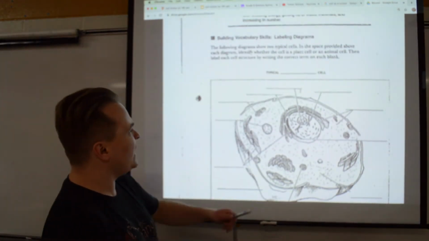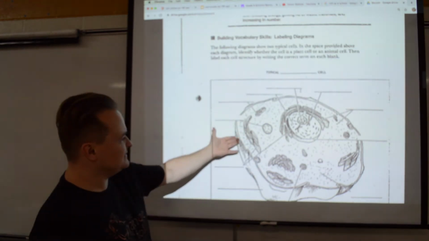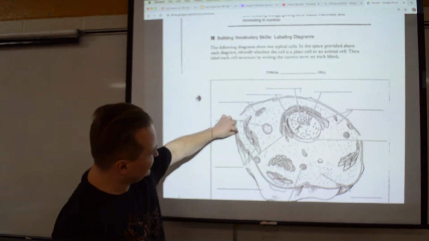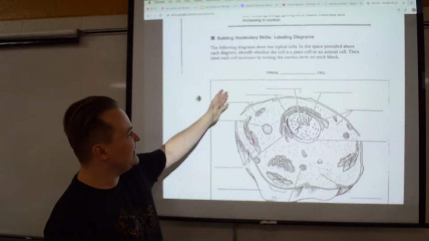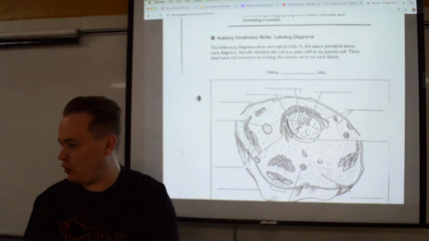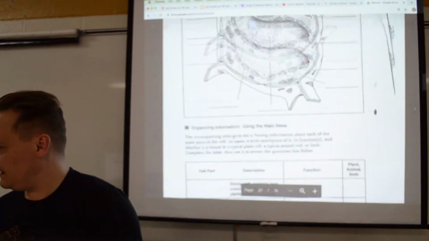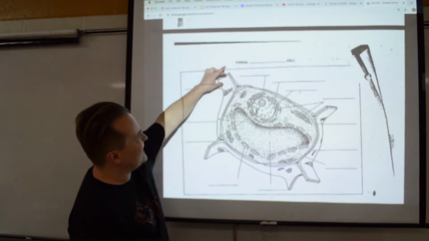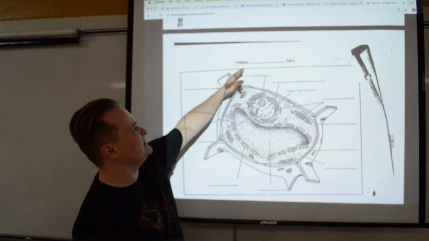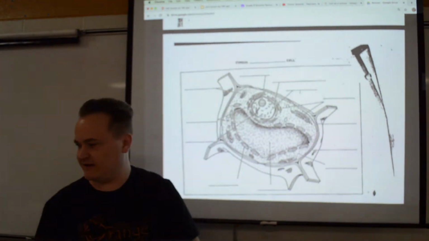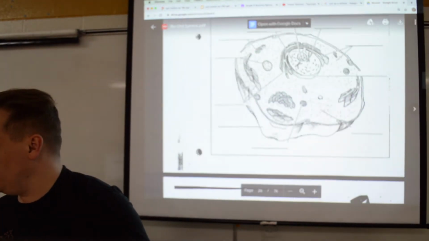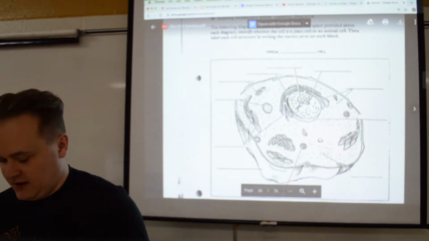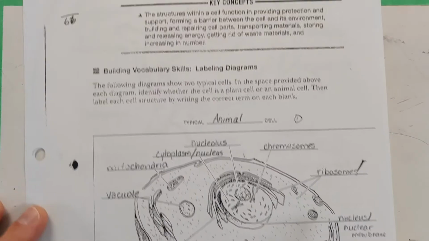So right here, what kind of cell? Well, guess what? There is not a wall. There's just a little membrane. So it's an animal cell. If you go to the next diagram, you can see there's like another structure on top. That's a wall, that's a membrane. That means we're talking about a plant cell on the second diagram. So let's go back to the first one. There we are. So look down here for the answers, folks.